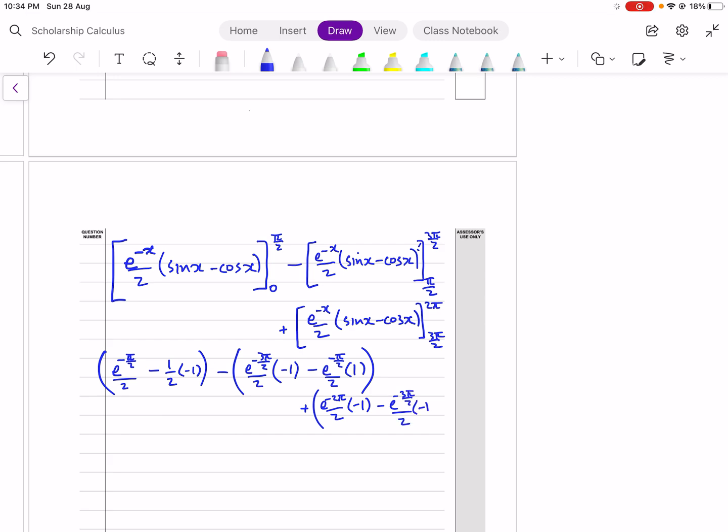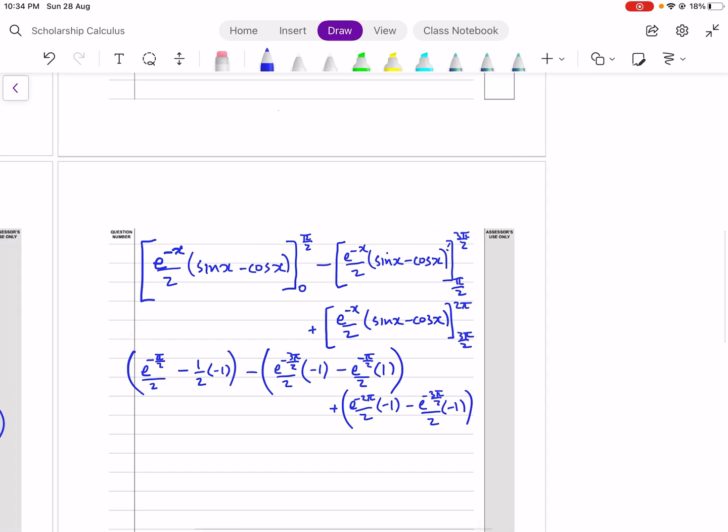Cos of 3 pi over 2 is 0. Okay, what have we got here? We've got two terms that involve e to the minus pi over 2, and they're both adding. So we've got e to the minus pi over 2. They've both got a half under them, but there's two of them. In that first term, we've got plus a half.